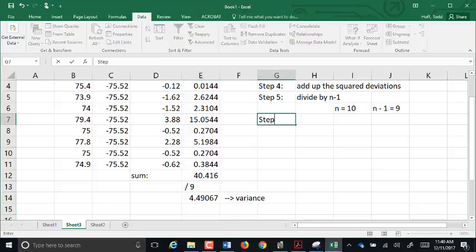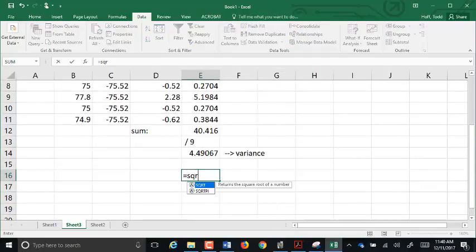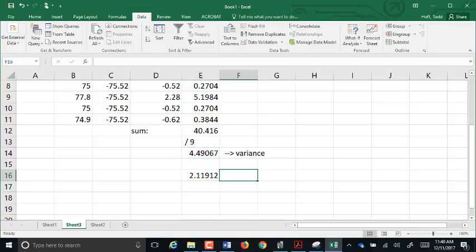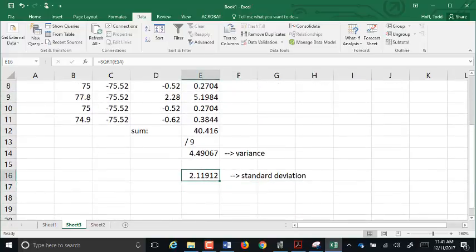Step 6, the final step, square root the variance to get the standard deviation. So we have to take the square root of that, and that is the standard deviation. So that's a lot of steps. For this first set of data, the standard deviation is 2.11, 2.12, we would say.